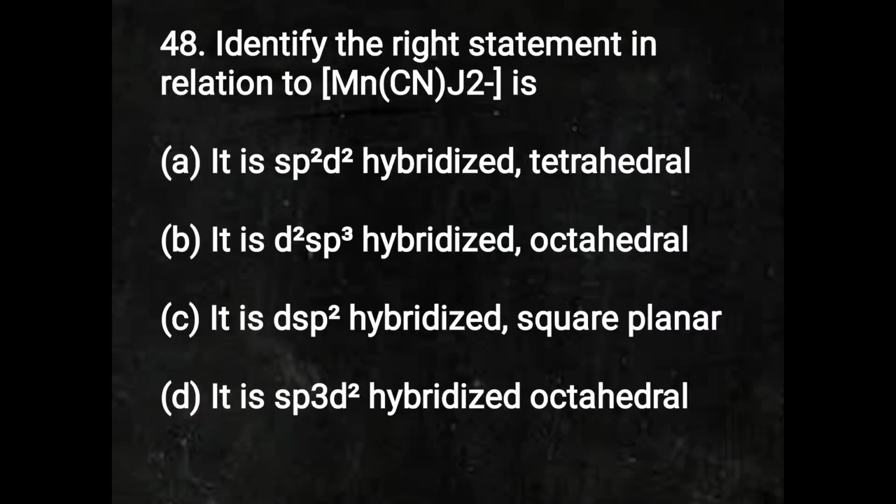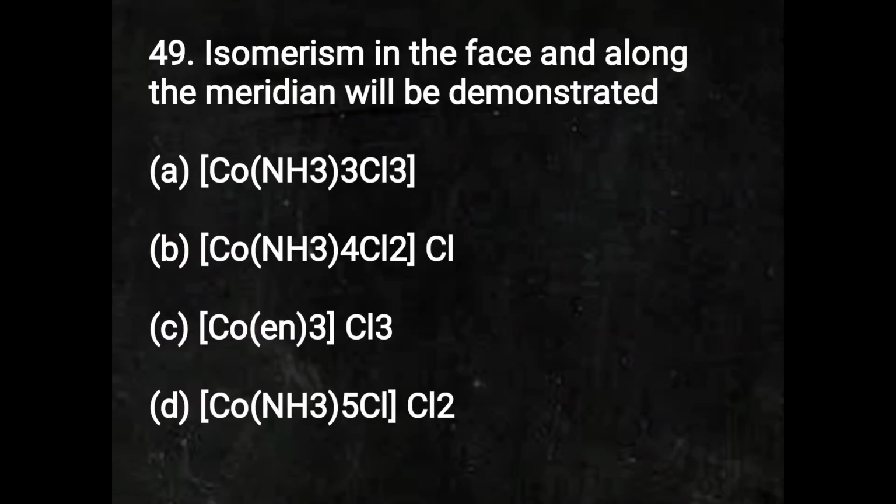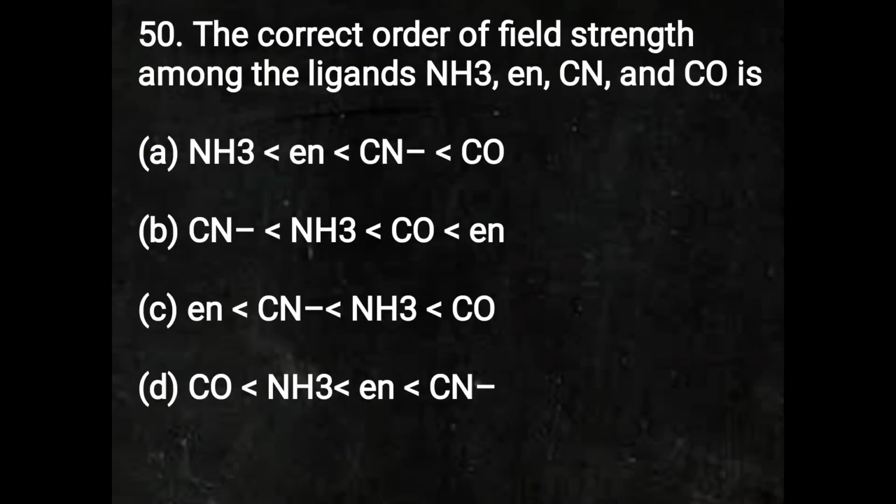Identify the right statement in relation to this. Option B, that is d2sp3 hybridization and structure is octahedral. Isomerism in the face and along the meridian will be demonstrated. Option A is the right option. The correct order of field strength among the ligands is option A.